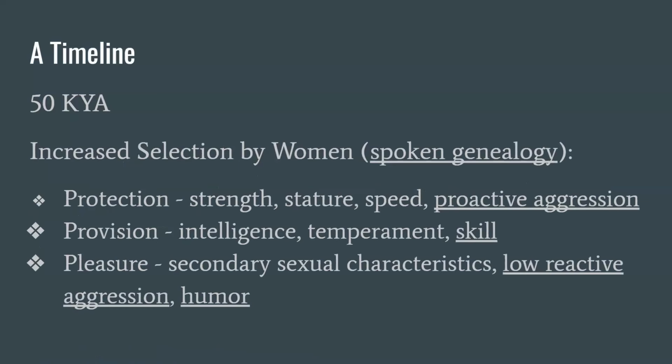There's also increased selection by women based on spoken genealogy, because the women are going to sit around in a circle while they're making their fish hooks and their spearheads and so on. And they're going to be talking about the males, and the male's parents, and their children, and they're going to be saying to each other, well, Ruthie's getting to be the right age to have a mate. Who would be a good candidate?